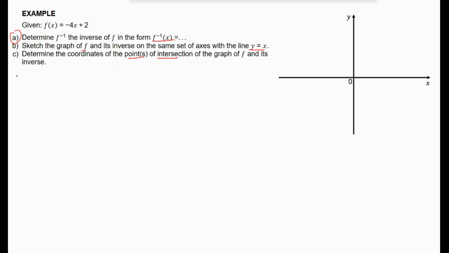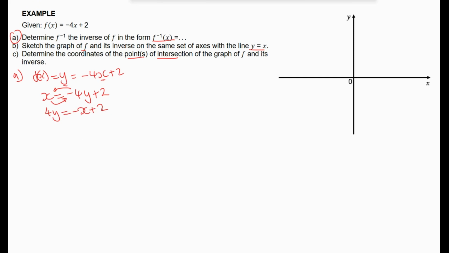Let's just do that. So f(x), which is actually y, is equal to -4x + 2. Where there's x, you put y. Where there's y, you put x. That's the first step. So it becomes x = -4y + 2. And then the next step is to make y the subject of the formula. So we can bring -4y to the left hand side and move x to the right hand side. Transpose. Then it becomes 4y = -x + 2.